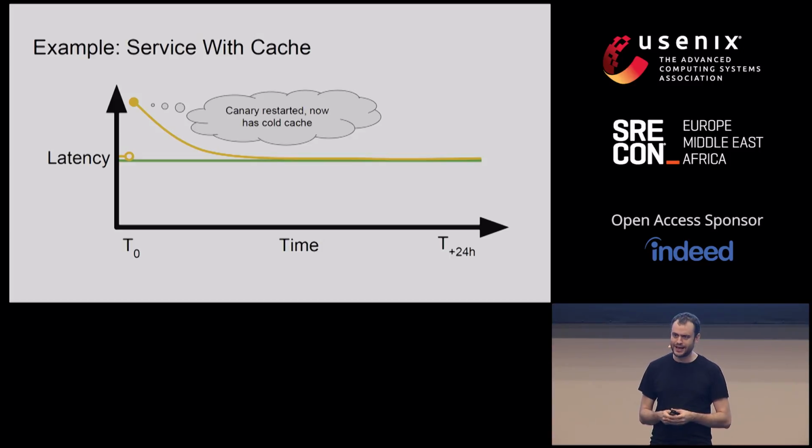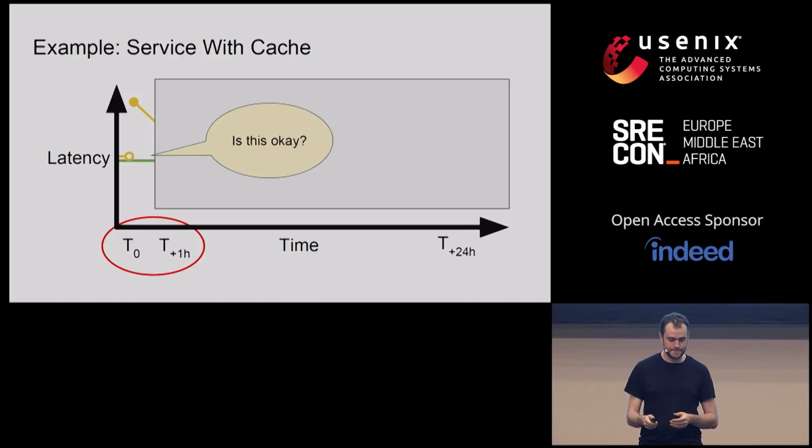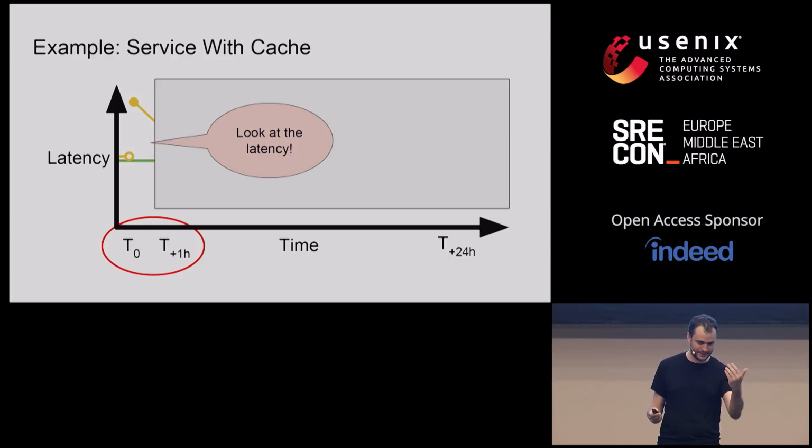OK, how does that fit into our canarying? Well, I canary for an hour. I look at the latency, and I go, no! Oh, dear, look at that latency. It's so high. It's like at least 50 furlongs higher than the other one. And so this is a problem, right? So how do we solve this?